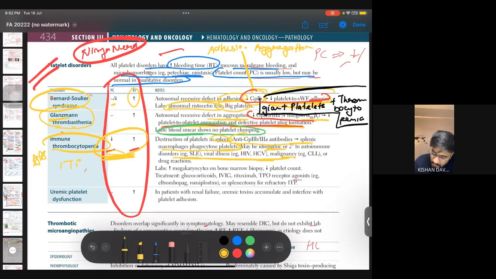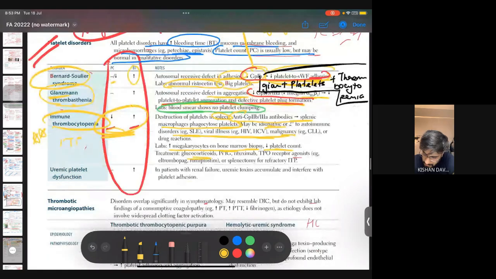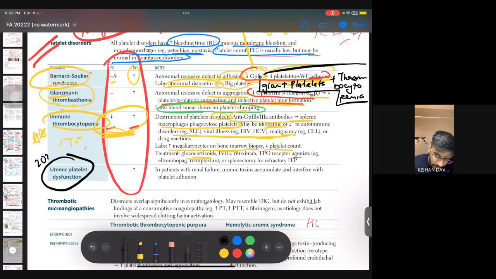Okay. So labs may show increase in megakaryocytes on bone marrow biopsy, decrease in platelet count. Treatment is not necessary. Just remember glucocorticoids. Okay. That's it. Coming to the next, this is a new topic given in the 2022 edition. It wasn't there in 2020 and 21. I'm not sure about 21, but let's see.